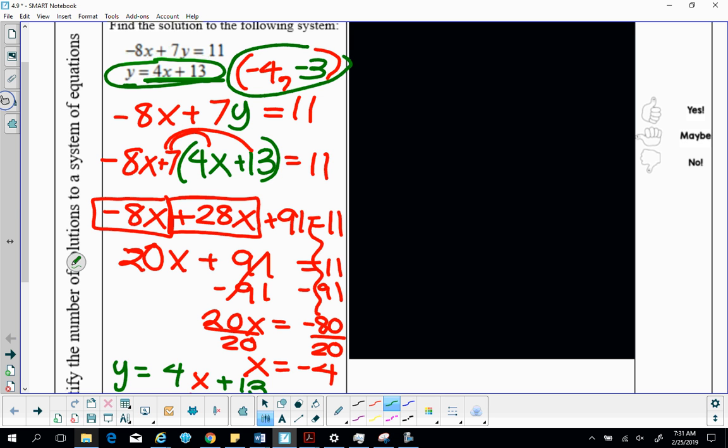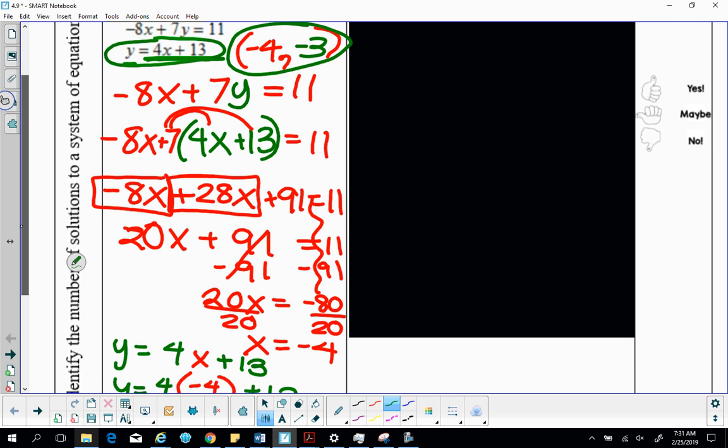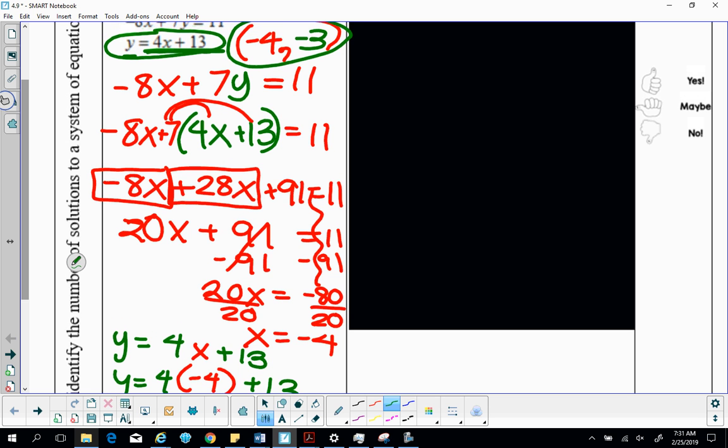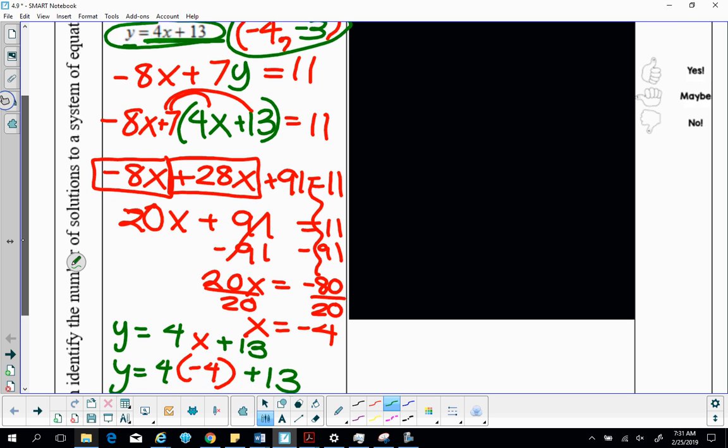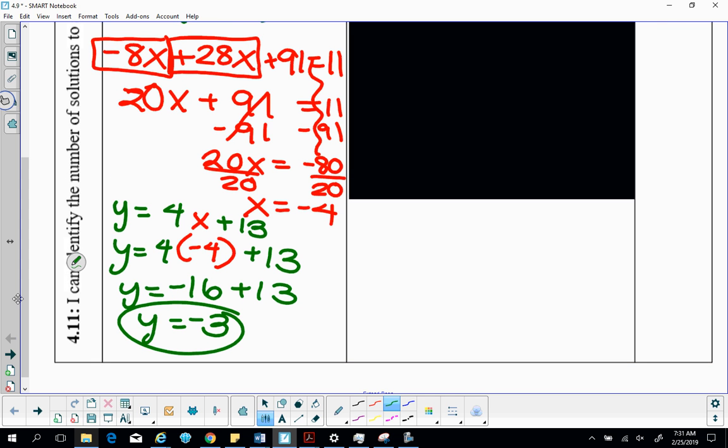How can I check my work to make sure that's correct? Plug it in, right? So I could plug in negative 4 for x and negative 3 for y, and it should get me 11 in the first equation. And when I plug in negative 4 here, it should get me negative 3 as my y. If it does, then you know it's the correct answer. Any questions on this? So this was substitution.